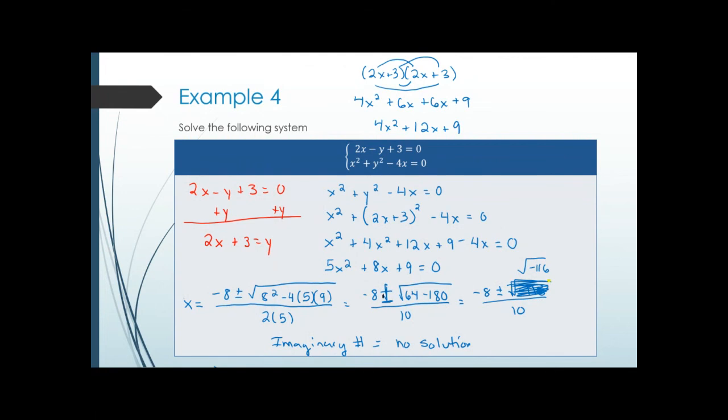So are there any questions on this example? Okay, you guys are pretty quiet.